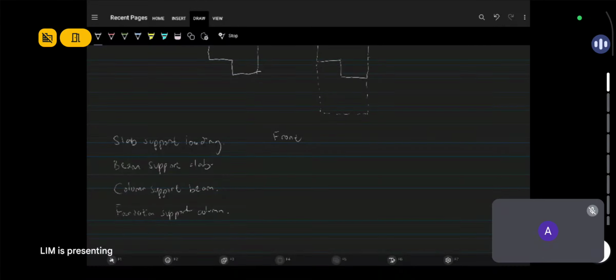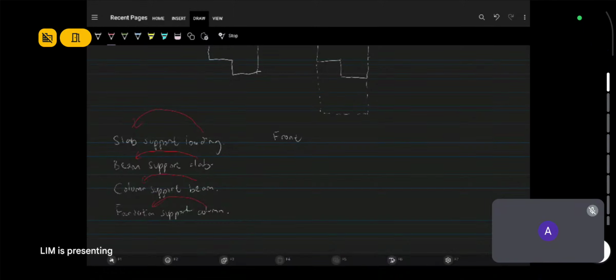This is the hierarchy. This is how the load travels. The load goes onto the slab, and then the slab is supported by the beam. The beam is supported by the column, which is supported by the foundation. This is the normal hierarchy. It's not always like this, but normally in a normal building it's like this. There are some structures which don't follow this rule, but we don't worry about that. So this is the hierarchy.